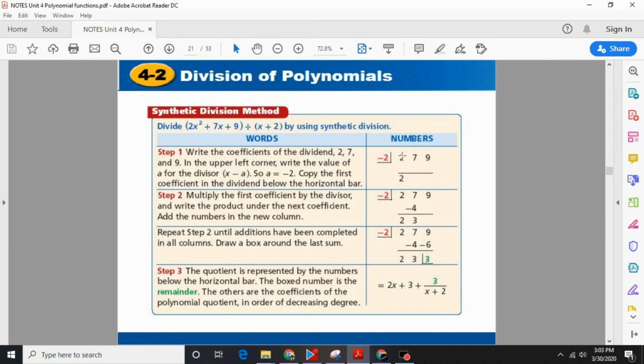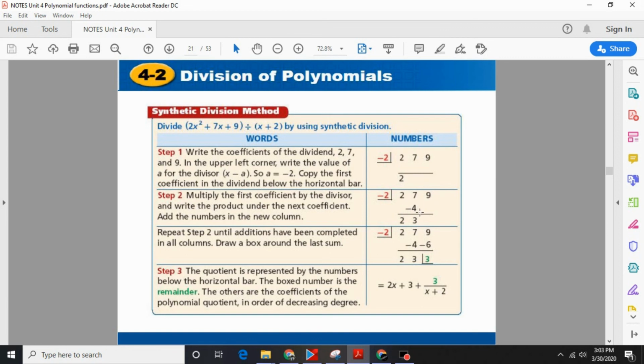Your first step then is that you just drop this 2, bring it straight down, and you don't do anything to that. The next step is you take this 2 and multiply it by this -2, and that's what's going to go in the spot underneath the 7. So 2 times -2 is -4.